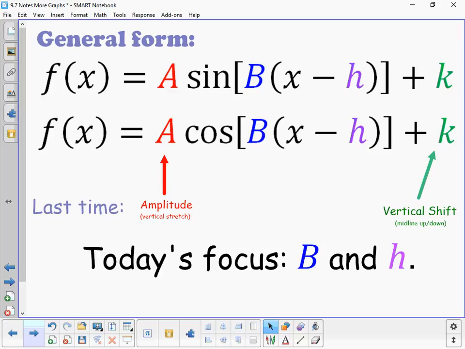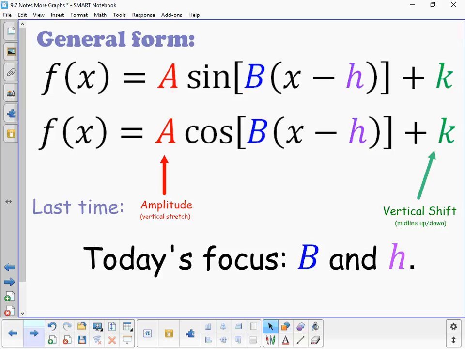Last time we focused only on our vertical changes to the function, so we worked with amplitude changes. Those came from the a, which is the constant multiplying the sine and the cosine. And then we also worked with vertical shifts, which come from this k value at the other side of the function, and we talked about how they shift. These k values will shift the midline of the function up and down. So those were the vertical changes to the function.